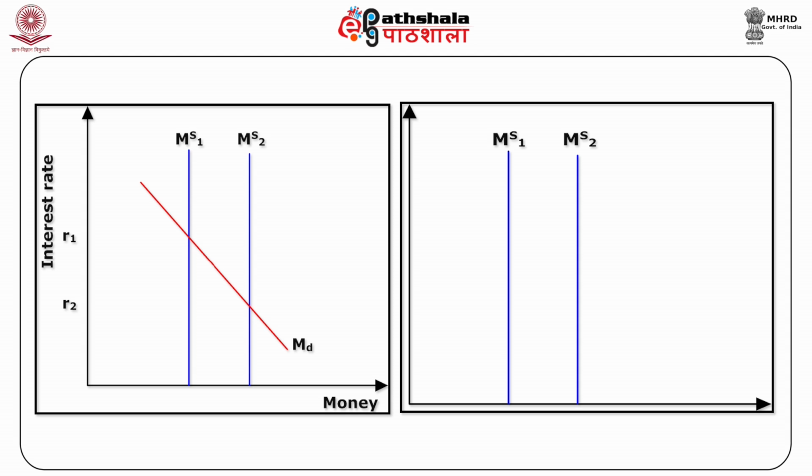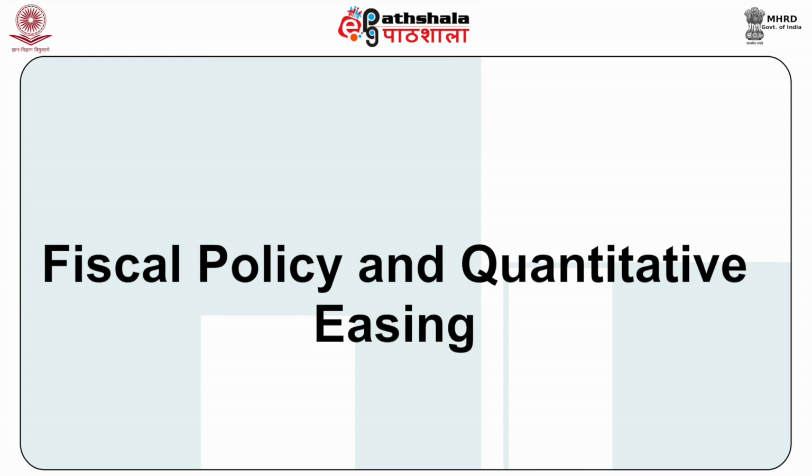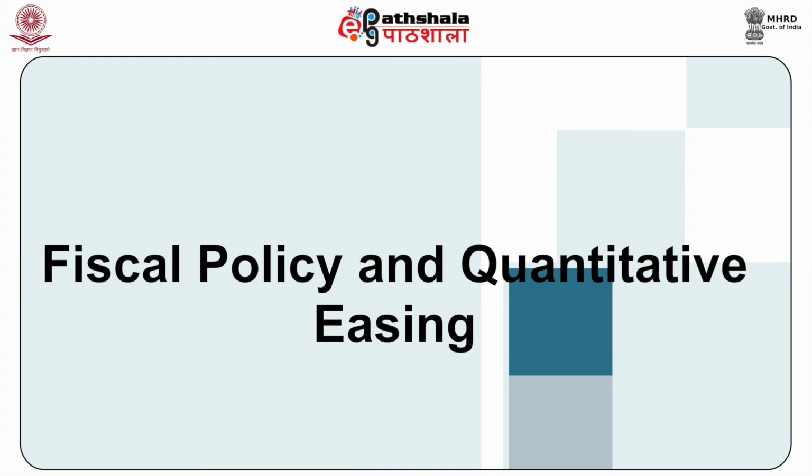The interest rate on treasury bills was zero and the US economy was in a liquidity trap. In this case, conventional monetary policy was completely ineffective in reviving aggregate demand and output. So then the US thought of fiscal policy and quantitative easing.